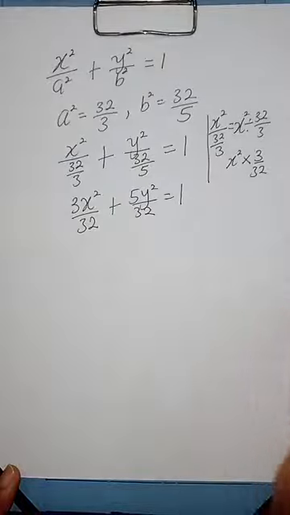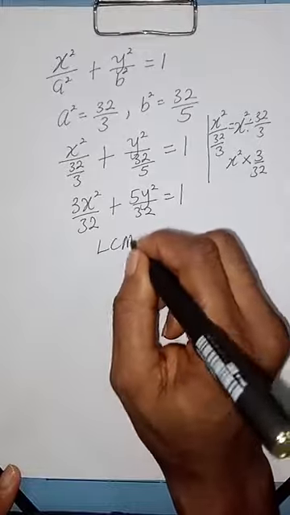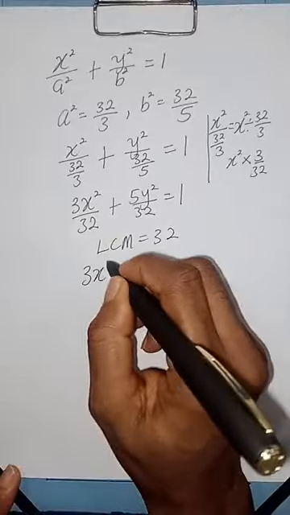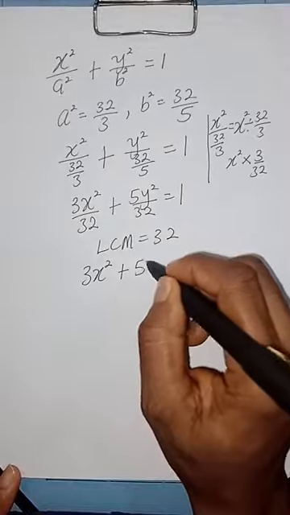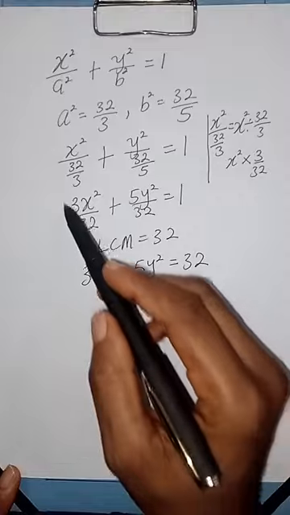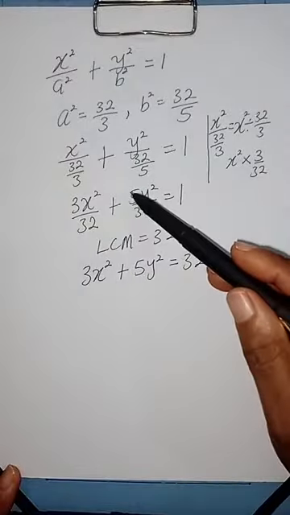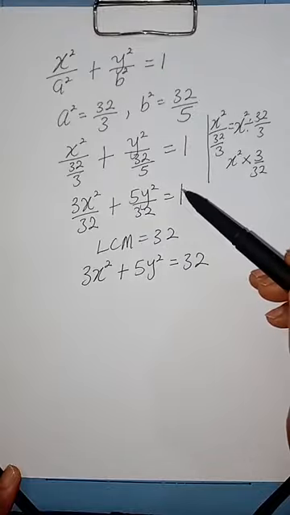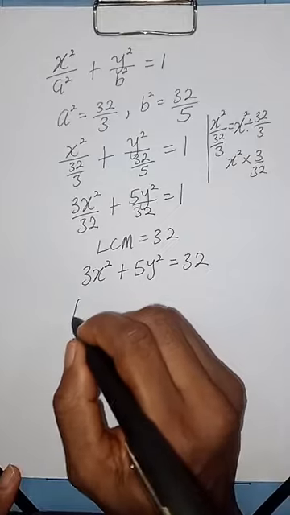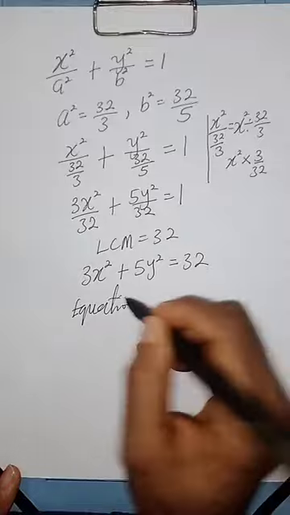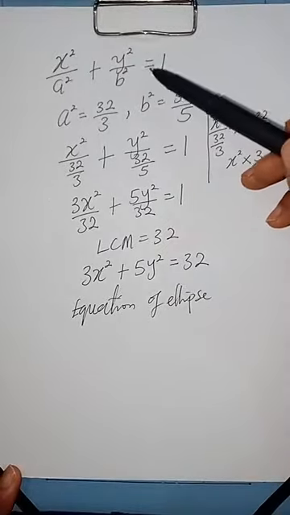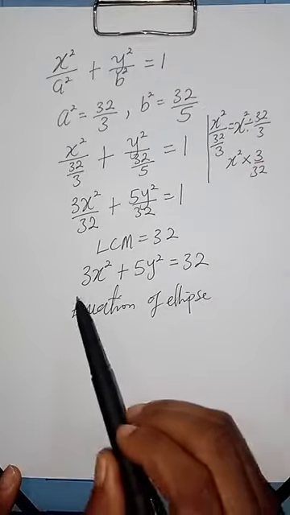I hope that's understood. So here, the LCM is 32. So I'm going to multiply through by the LCM. If you do that, you're going to have 3x squared plus 5y squared equals to 32. Now recall, I multiply this by 32, so the 32 will cancel this 32. If I multiply this by 32, the 32 will cancel this 32. And if I multiply this by 32, I will have this. So this becomes the equation of the ellipse. I'm using this equation of an ellipse to derive this equation.